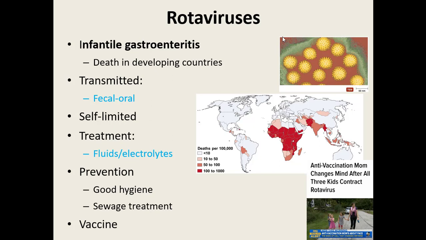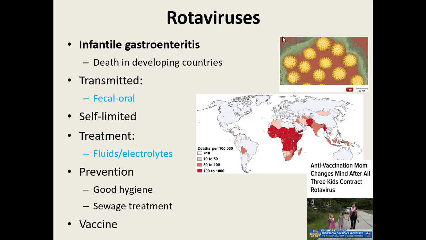Now, it will leave on its own. It will leave with the diarrhea. So the main treatment is fluids and electrolytes. But if you can't replace fluids and electrolytes, it could be deadly. Best prevention, good hygiene, since it spreads fecal oral, and sewage treatment so that we don't have infected sewage anywhere to become an infection source.